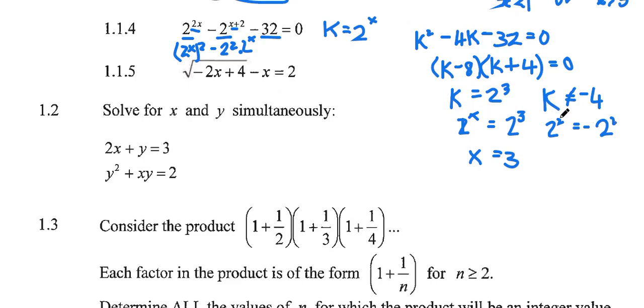It's not possible that your exponential expression can give you a negative number, but it's possible that your exponent could be negative. So please differentiate that.